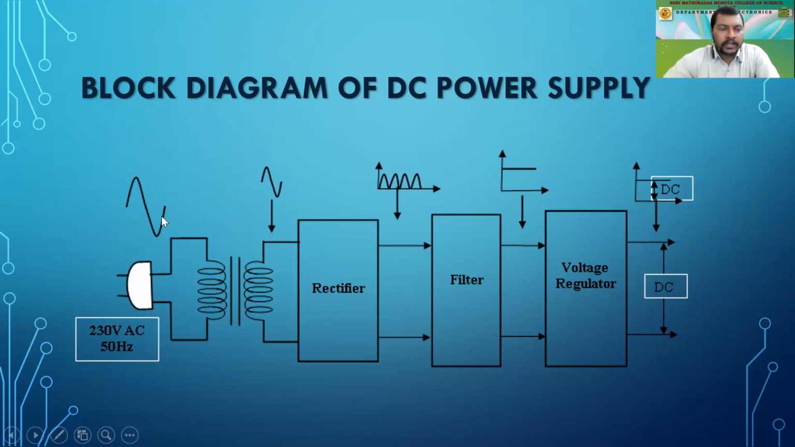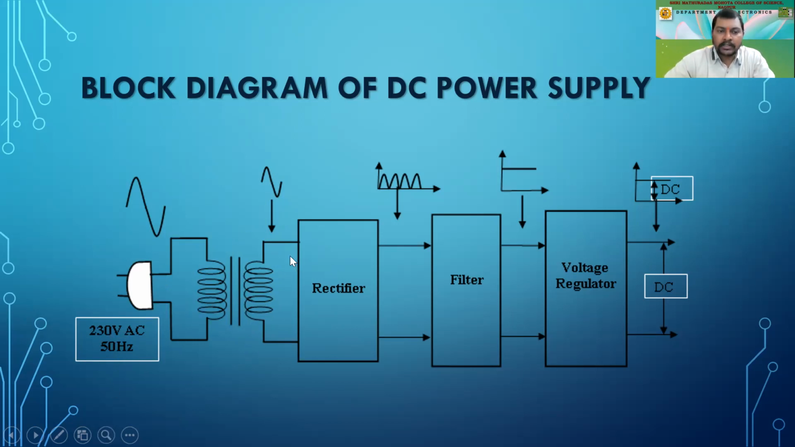Before we apply it to a filter, as I taught you yesterday, there is the 230 volt AC, 50 hertz frequency, which is coming to our home. This is given to the transformer, which is a step down transformer, stepping down the AC voltage. So 230 volt AC is converted into 12 volt AC, or say 5 volt AC, depending on the transformer. It decreases the AC voltage to a lower AC.